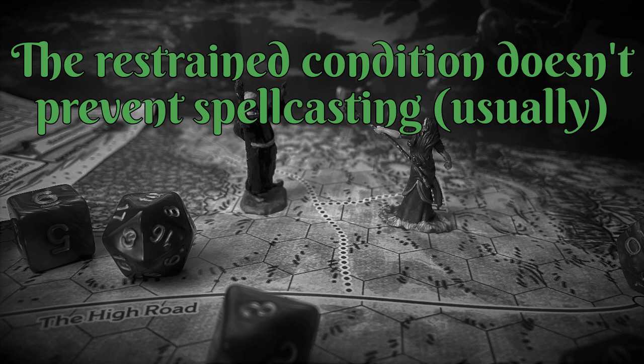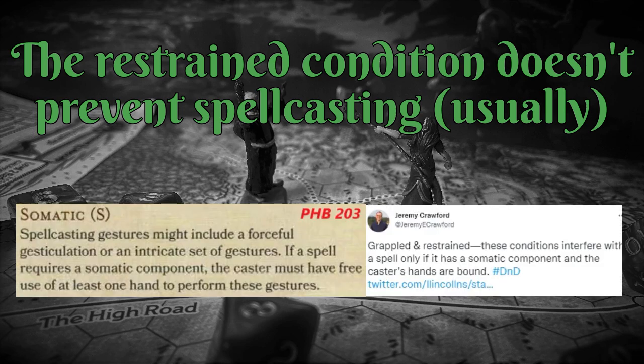Rule number 3 is that the Restrained Condition doesn't prevent spellcasting. Usually. The Restrained Condition has no direct effect on a spellcaster's ability to cast spells. However, if a spell requires a somatic component and the spellcaster's hands are both restrained, they cannot cast that spell. So basically, it's up to the DM to determine the nature of the restraints and whether they would prevent a creature from moving its arms.